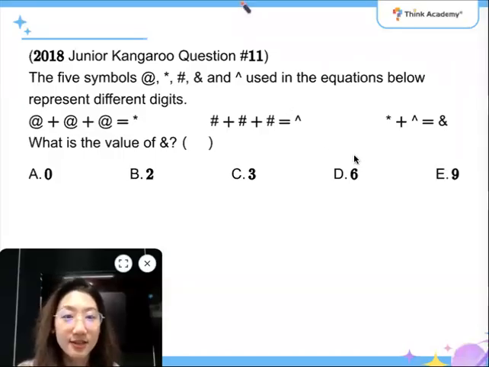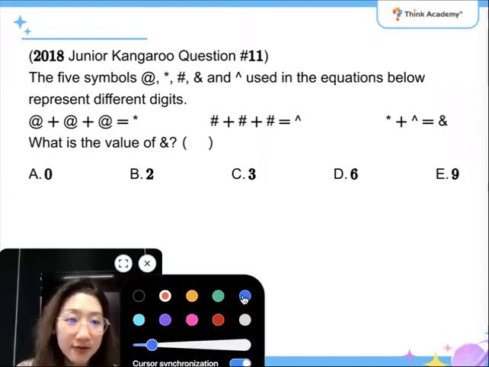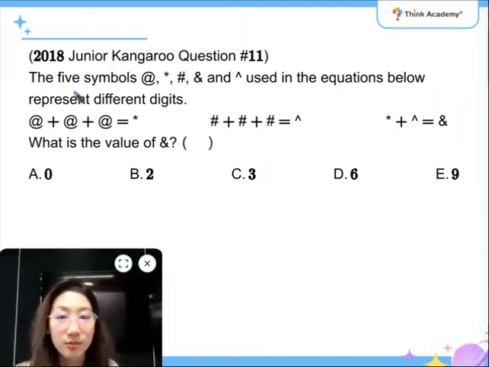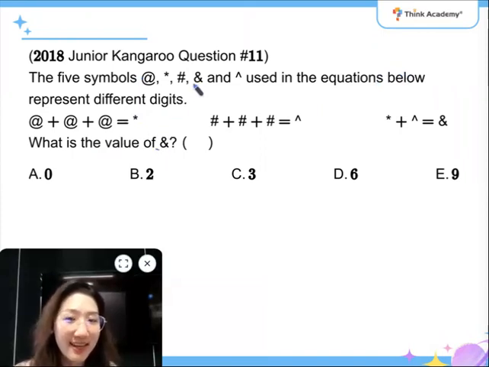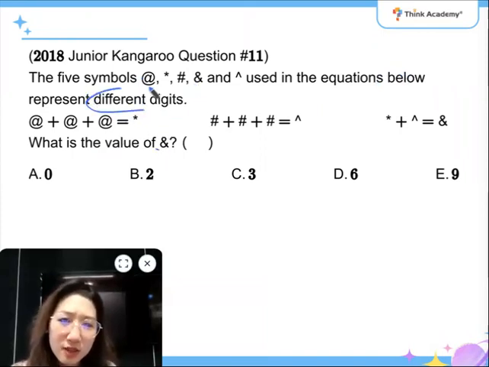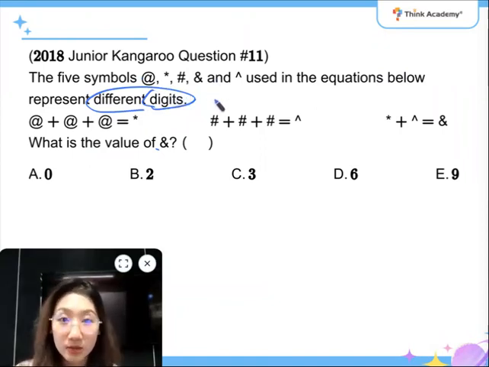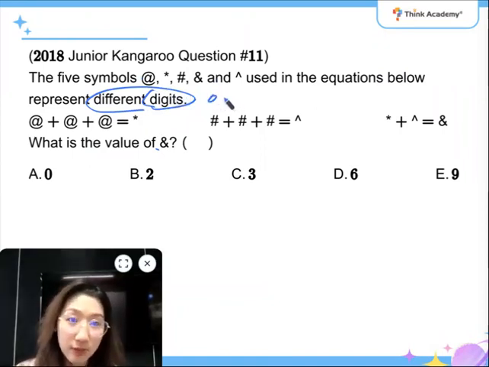Right, now let's look at question 11. So here I have 5 symbols that are used in the equation below representing different digits. What is the value of the ampersand? Okay, so first, different digits. For digits, we're talking about single digits. So we have all the digits from 0 to 9.